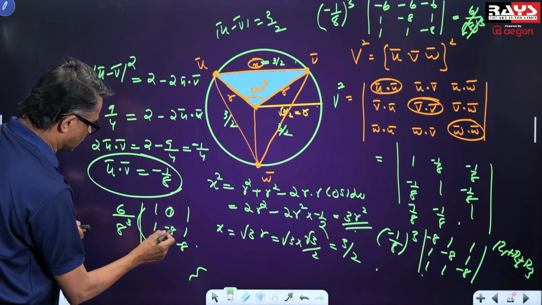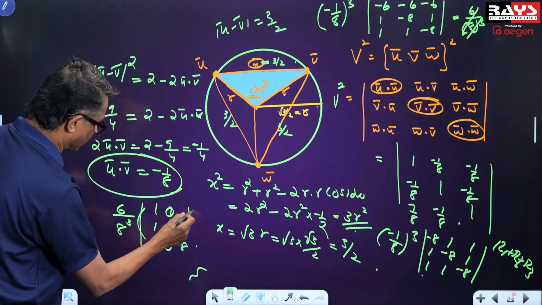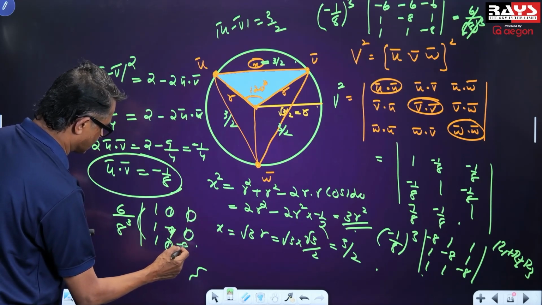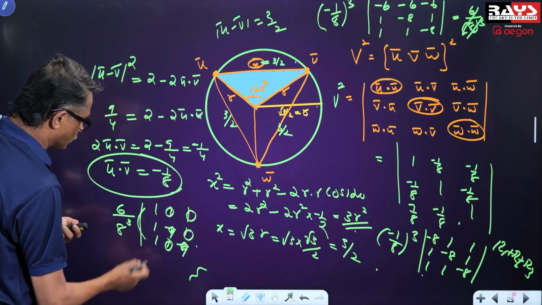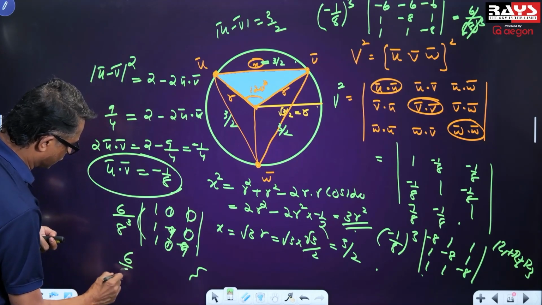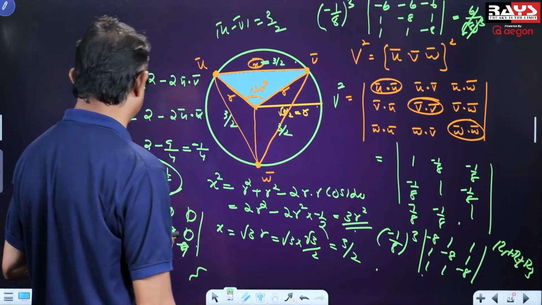When you subtract, this becomes 0, and minus 8 minus 1 becomes minus 9. Again 1 minus 1 is 0, and minus 8 minus 1 is minus 9. So you will get 81. So 6 by 8 cube into 81, that is 6 into 81 by 8 cube.